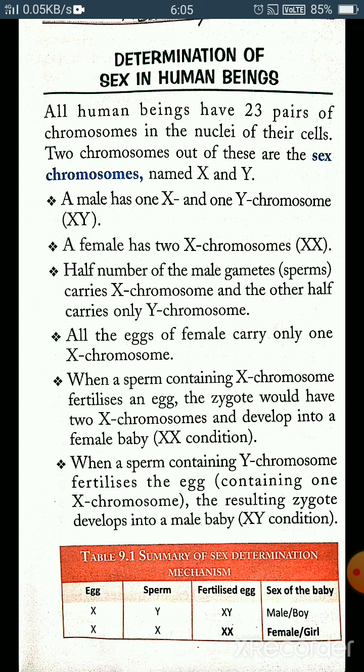will be formed, right? So here you can see in the table the eggs from female and sperms from male. When X and Y fertilize together, they form a male or boy baby, and when X and X combine together, they form a female baby.